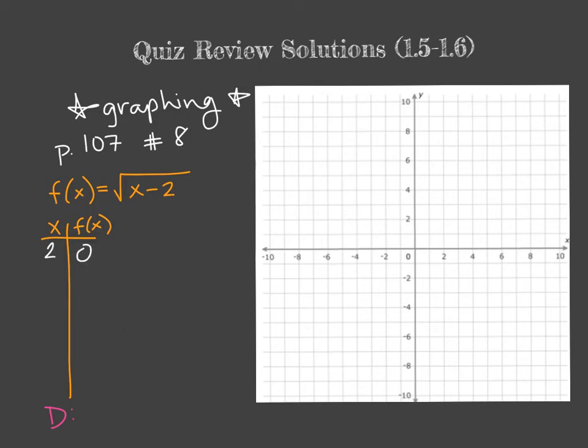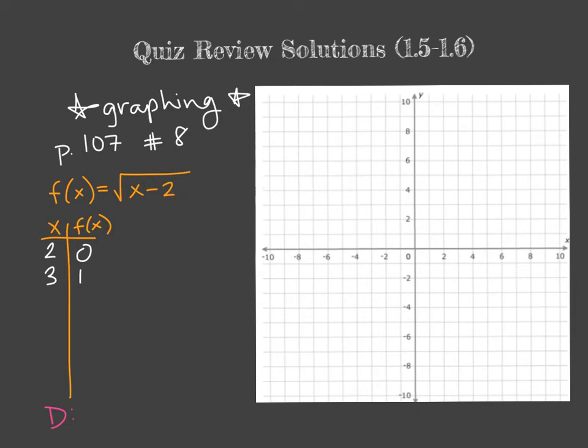Then we can't plug in like 1. Right? It would be negative there if we plugged in 1 or anything less than 2. So we have to keep getting bigger. So I'll try 3. 3 minus 2 is 1. I can take the square root of 1. The square root of 1 is just 1. Now if we plugged in 4, we'd have 4 minus 2. We'd have the square root of 2.